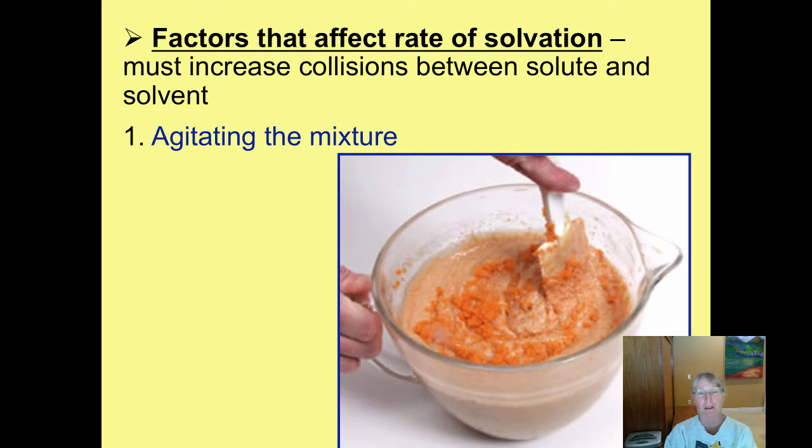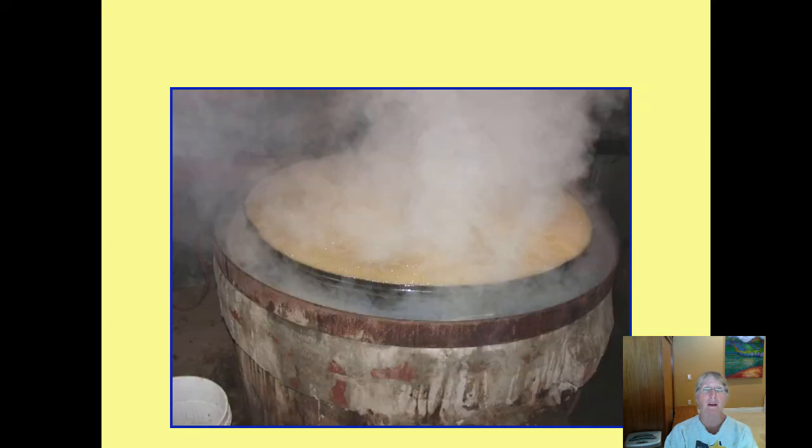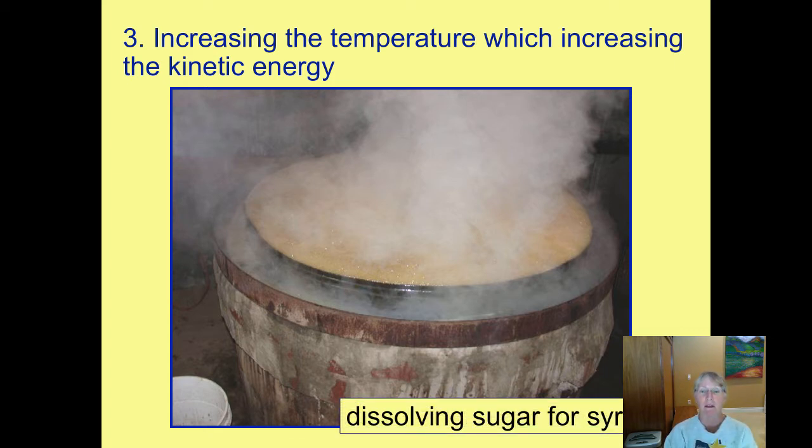by agitation, stirring. Another way to increase the collisions between a solute and a solvent is to increase the surface area, and that can be done by something as simple as grinding a chemical in this mortar and pestle. A third factor is pretty obvious: the factor of temperature. When you increase the kinetic energy by increasing the temperature, you are creating more collisions between solute and solvent again, and so it makes it easy, for example, to dissolve the sugar into the hot water to make syrup.